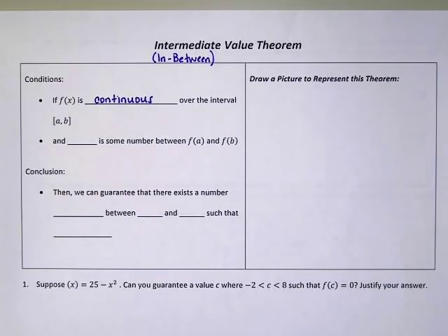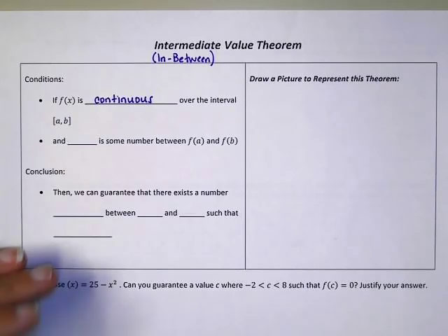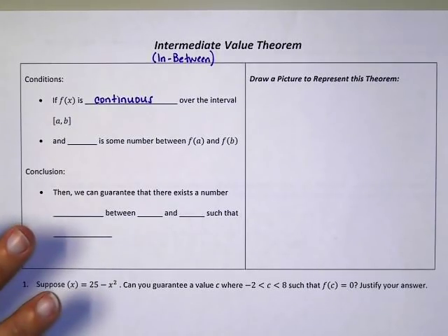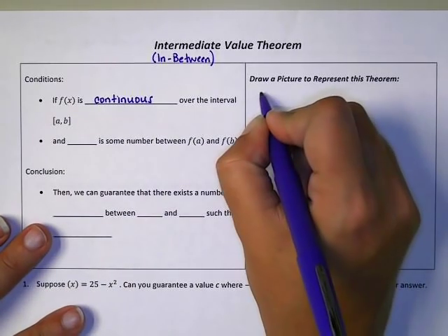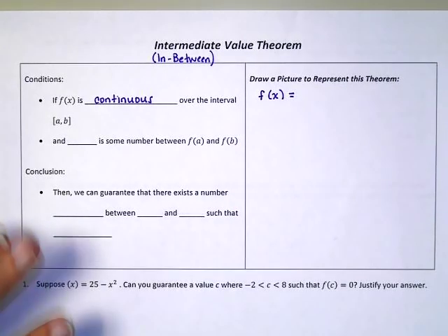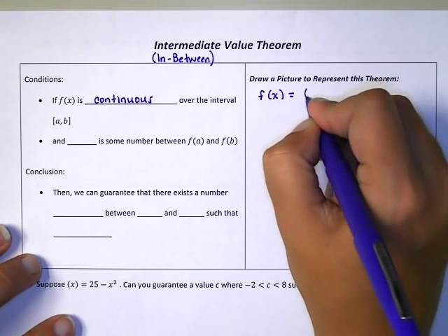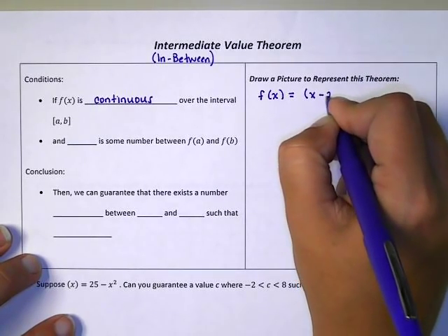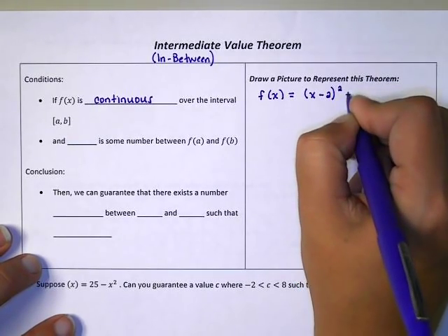We could guarantee certain speeds on the speedometer because you weren't allowed to jump between speeds, but we couldn't guarantee certain iPhone prices because iPhone prices could jump around. An example of a function that we could guarantee would be continuous would be this one. And this is the function I'm going to use for our example today. We're going to use (x minus 2) squared plus 1.